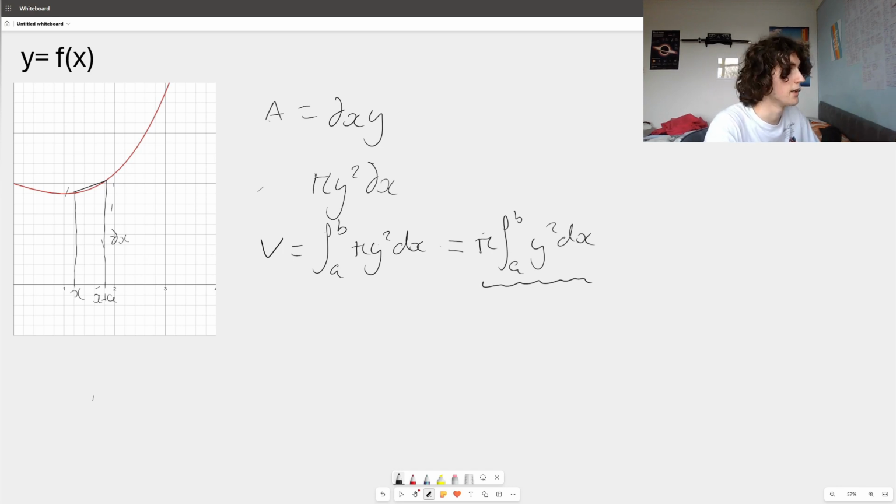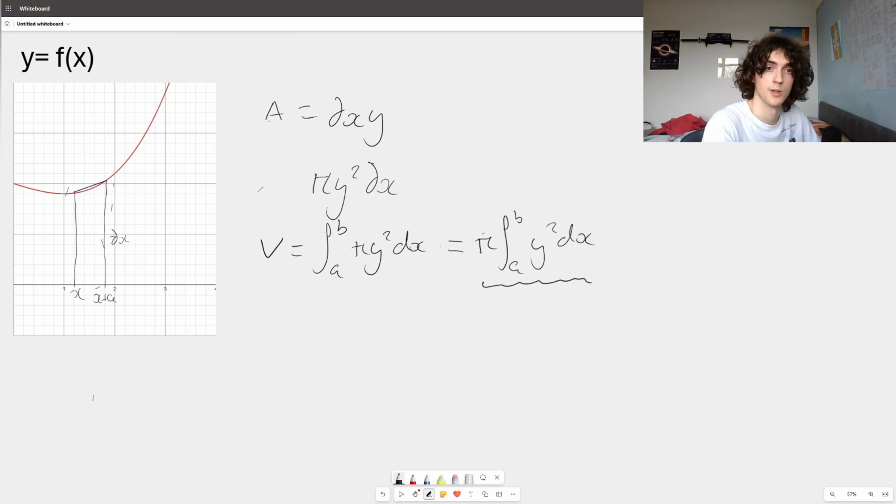So given any curve where y is equal to f(x), the volume of revolution, so the volume of the curve between two limits when rotated 360 degrees around an axis, is going to be pi times the integral of y squared dx.